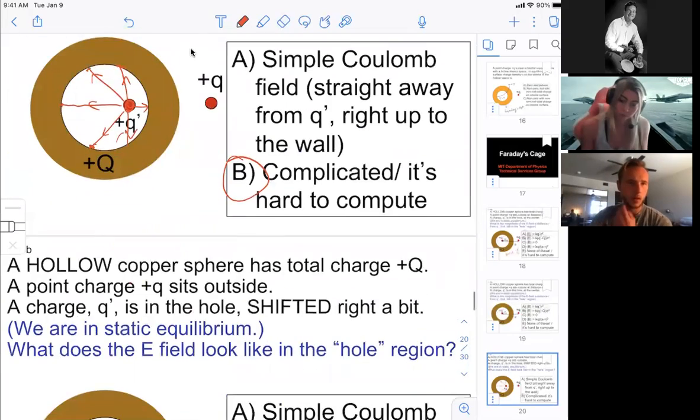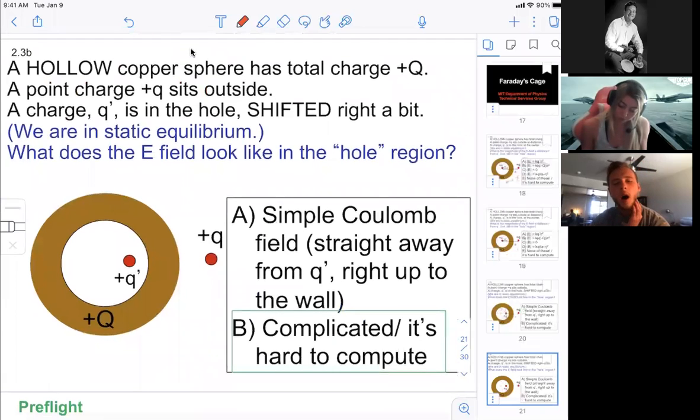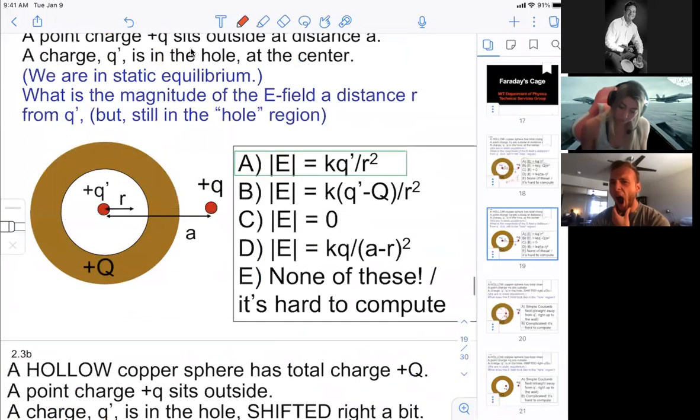So for off center, what it will look like is that you will attract negative charges to the middle. So, okay, let me go back to this one.